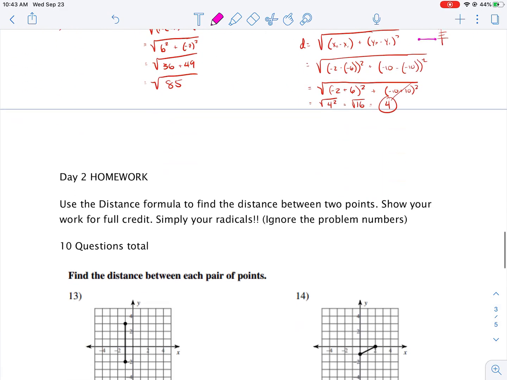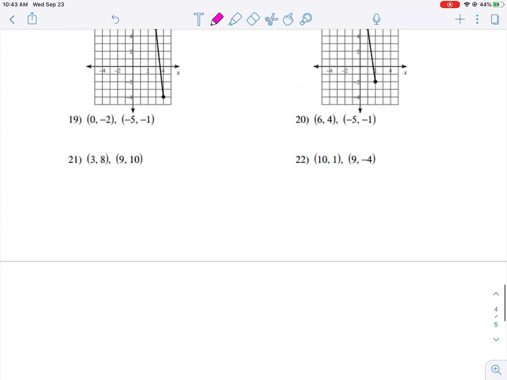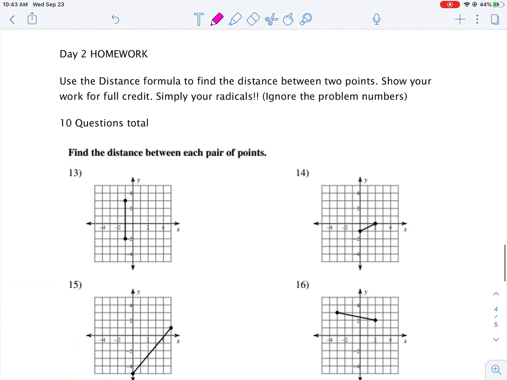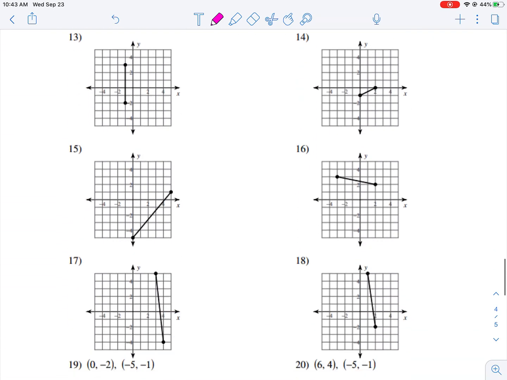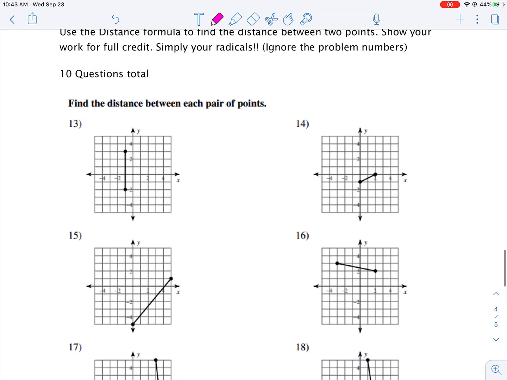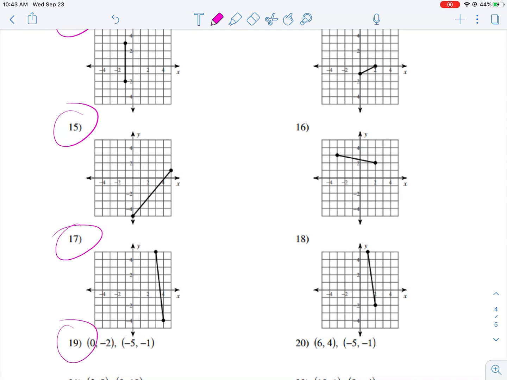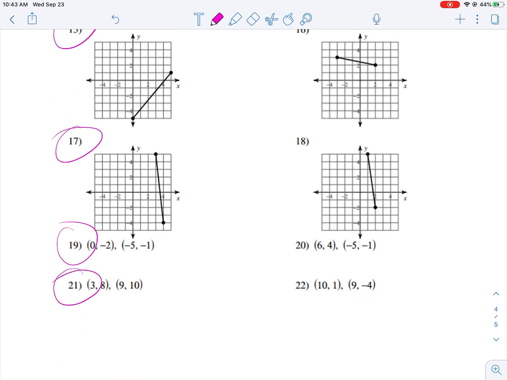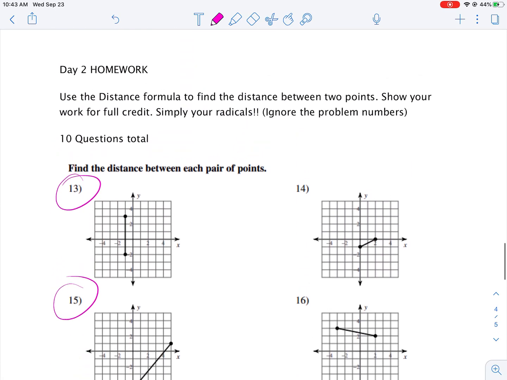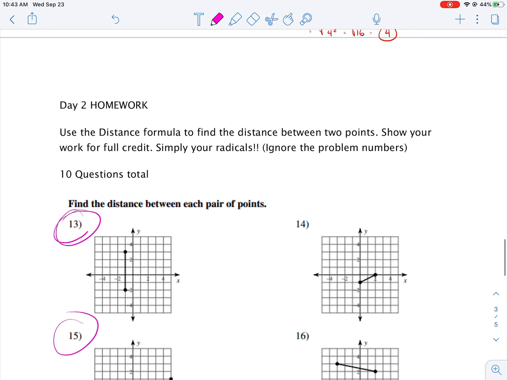Okay? All right, so that's the distance formula. Give the homeworks a shot here. I'm going to say for your homeworks, do the odd problems. So you have the odd problems for homework.